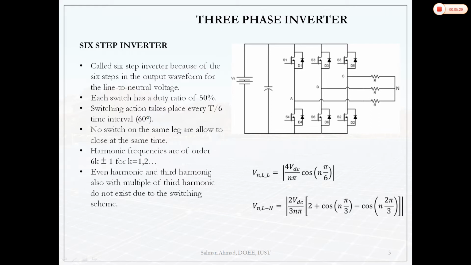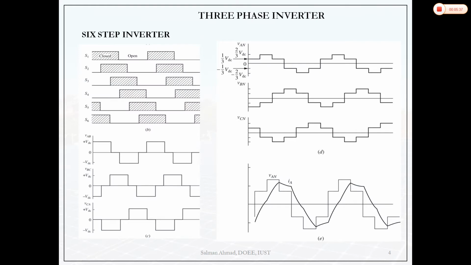Even harmonics and third harmonics and multiples of that will be absent from the output. Okay, so this is the six-step inverter waveform. You can see here that in the output we are actually getting 6 steps. So this is the first step, this is the second, this is the third, this is the fourth, this is the fifth, and this is the sixth. Then we again reach the same value. So this is also called a 6-step output waveform.